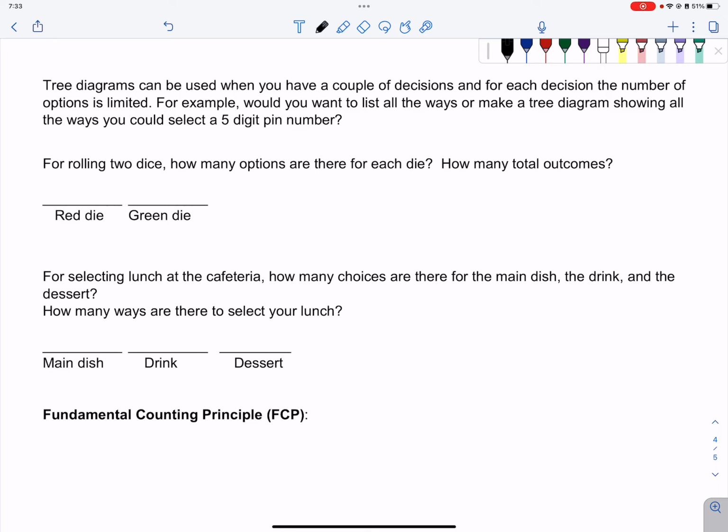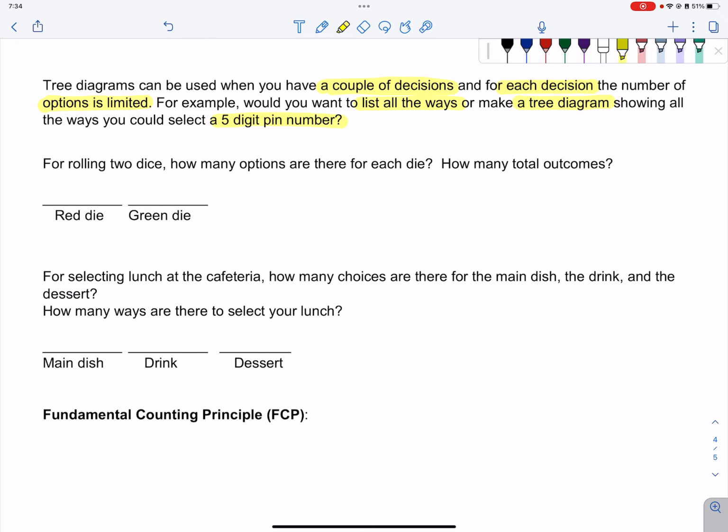Tree diagrams are great when the number of decisions is very small. We only have a couple of decisions to make, and each decision only has a limited number of options. There's not very many. Otherwise, it gets very large or very difficult to try and show this out. For example, imagine, would you want to list all of the ways or try to make a tree diagram showing every way that you could select a 5-digit PIN number?